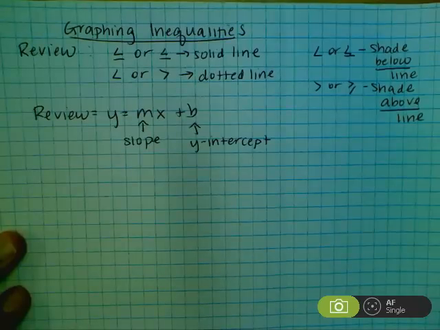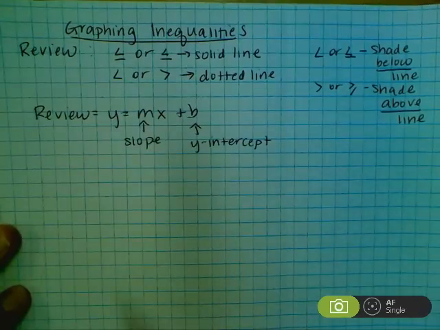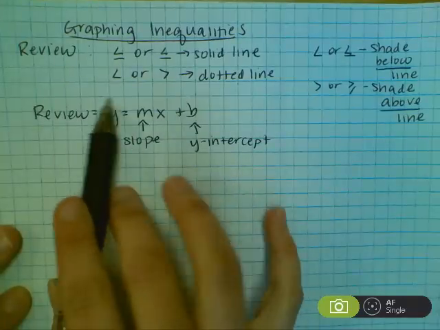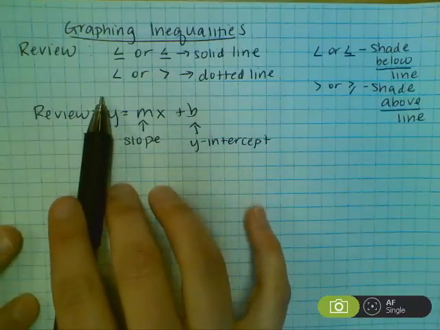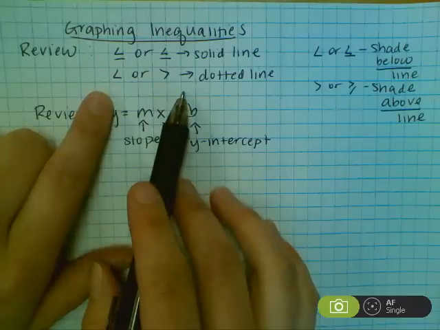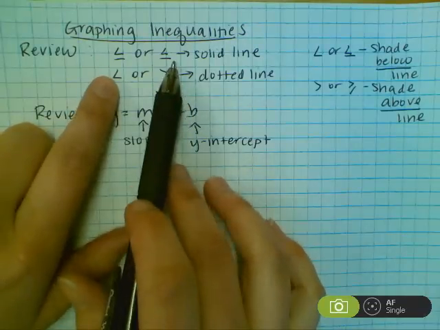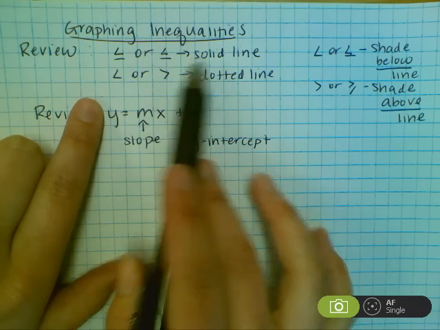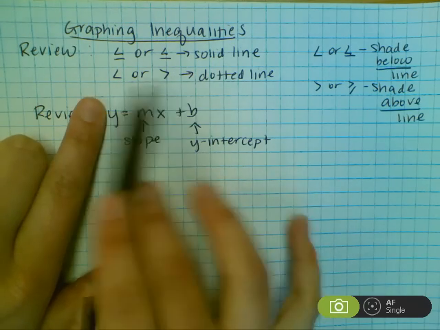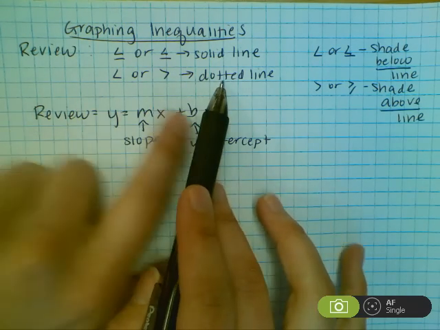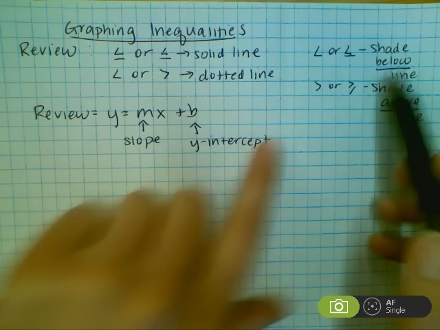Today we're going to talk about graphing inequalities. Before we can do that, we need to quickly review some of the basics of inequalities in graphing. Back when we learned how to graph inequality quadratics, we remember that anytime you have an equals to sign, it's a solid line, and anytime you don't have an equals to sign, you make a dotted line.